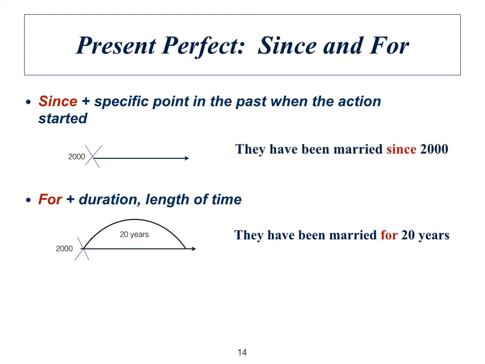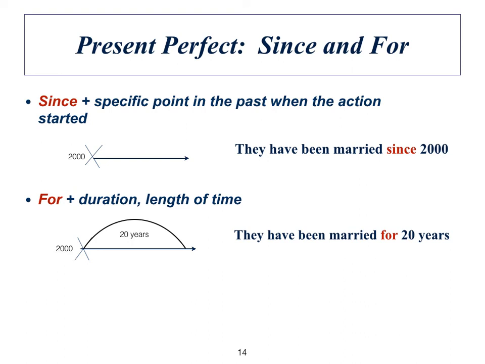Look at the 2 examples. They have been married since 2000. 2000 is the exact point in the past where the action started. In the second example, they have been married for 20 years. We don't know exactly when the action started, but we know for sure the duration. It lasted 20 years.